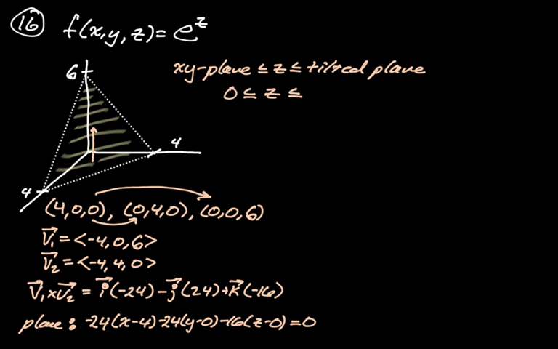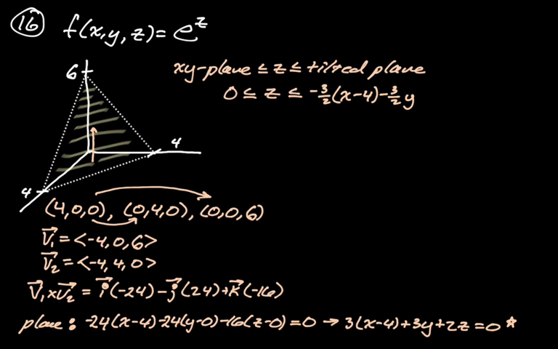I am going to just expand this thing a little bit. First I'm going to divide everything I see by negative 8. So I get 3 times the quantity x minus 4, plus 3y, plus 2z. This is the equation of the tilted plane, so I'm going to take this and fill it in up top, but I'm going to solve for z, because those are the z bounds. So z is negative 3/2 times the quantity x minus 4, minus 3/2 y, and that's it. So that's what z is doing.